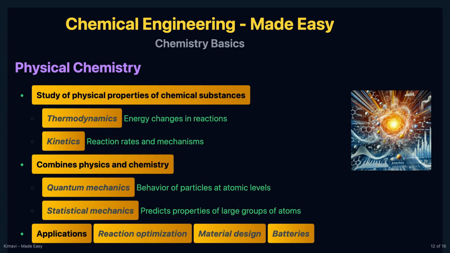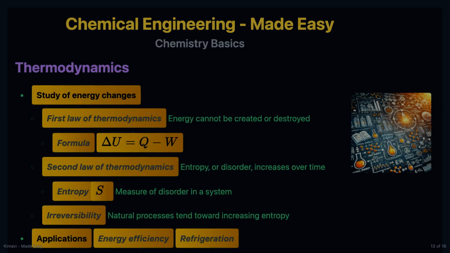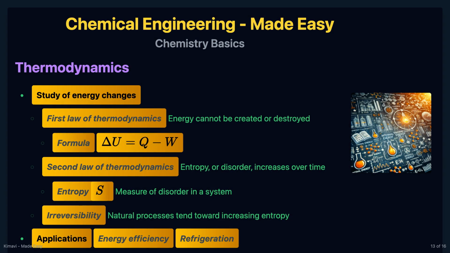Physical chemistry is the branch of chemistry that deals with the physical properties of chemical substances and the changes they undergo. It combines principles of physics and chemistry to understand how chemical systems behave. Thermodynamics is the study of energy changes in chemical reactions. The first law of thermodynamics states that energy cannot be created or destroyed, only transformed.